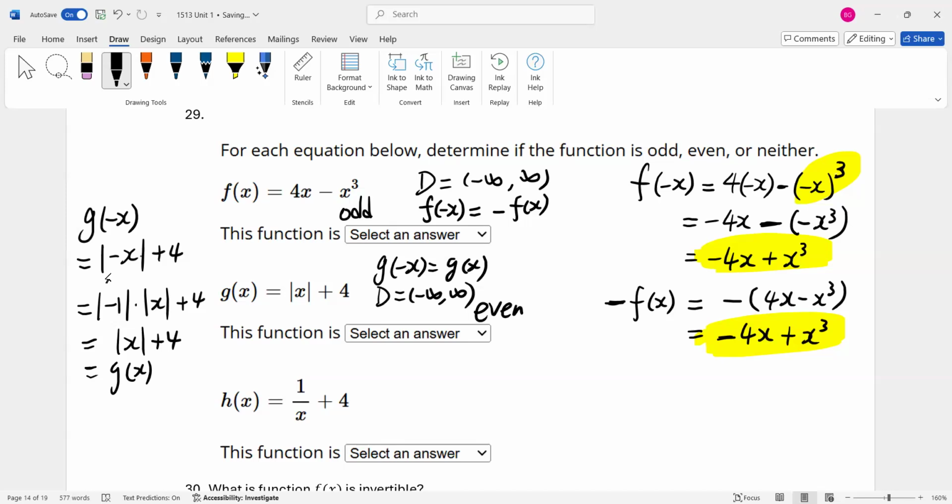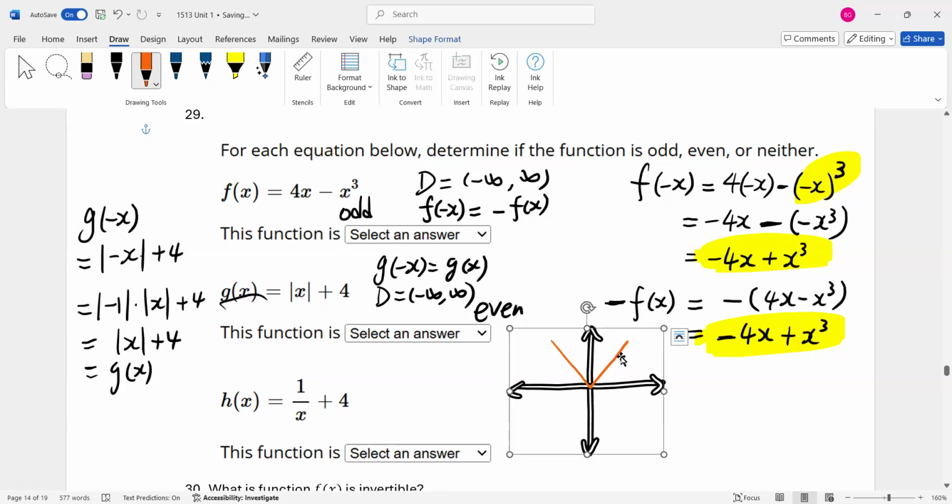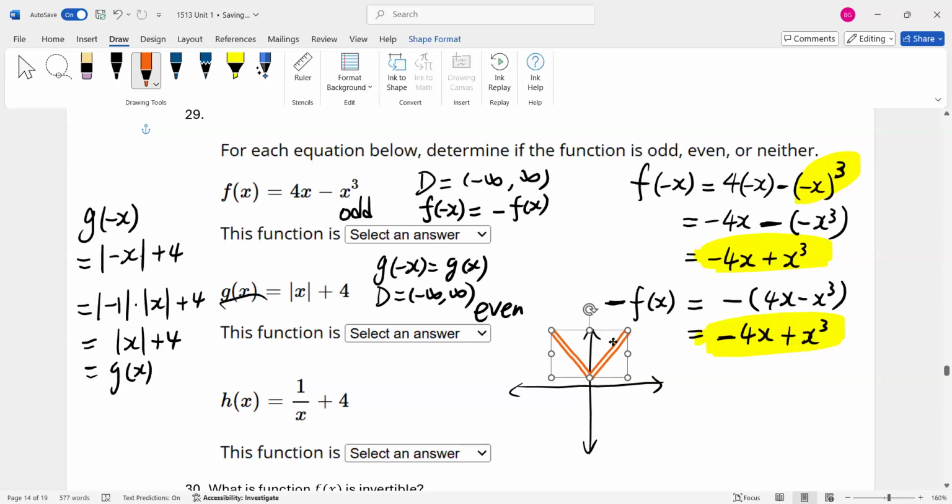Another, actually faster way, just for this function g of x to know it is even, is to look at the graph of g of x. G of x is a daughter function of the absolute value function. Remember that? And then g of x is the absolute value function plus 4. So we just need to shift the absolute value function, the V-shape graph, upwards 4 units.